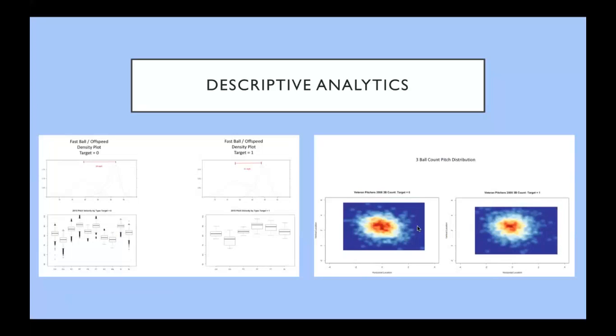The unsuccessful pitchers on the right, on the other hand, are throwing fewer pitches into the strike zone, and when they do, their pitches tend to be right in the center of the strike zone, which is a place where they get hit hard and often.